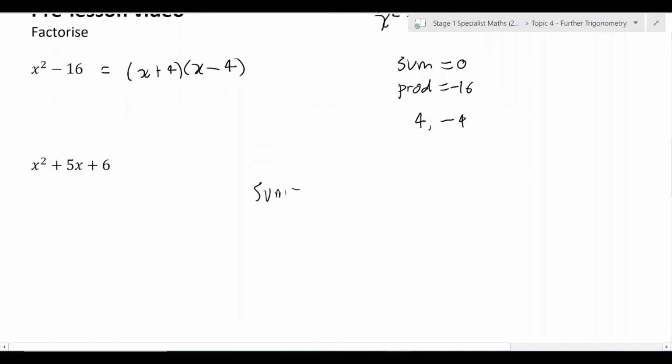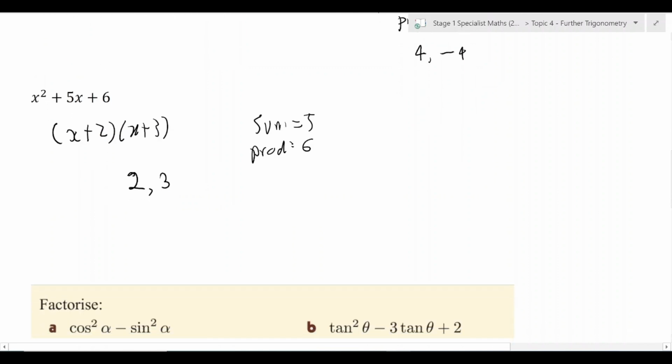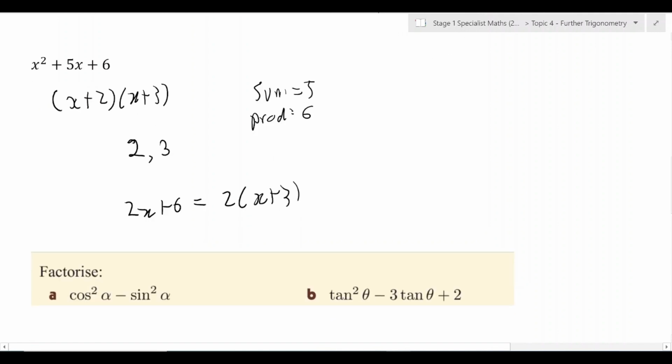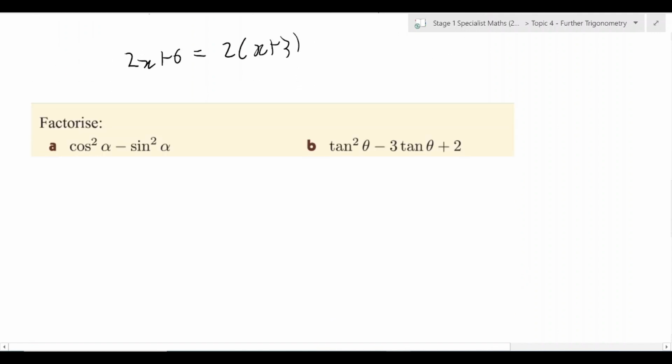So the sum here has to be 5 and the product has to be 6. So if you did 2 and 3, that would satisfy. So you get x plus 2, x plus 3 is your factorized version of that. And just remember, you can also have situations where you've got like 2x plus 6, you factorize out the 2 and you get x plus 3 left over. Those are the kind of things we do in methods. So we're going to do this, but with trig functions.